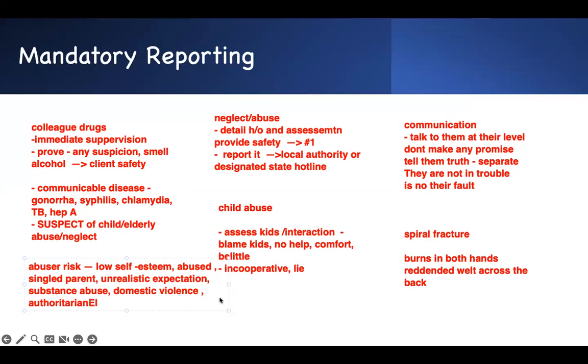And the elderly abuse, the risk factors.